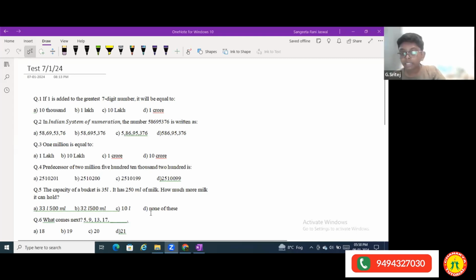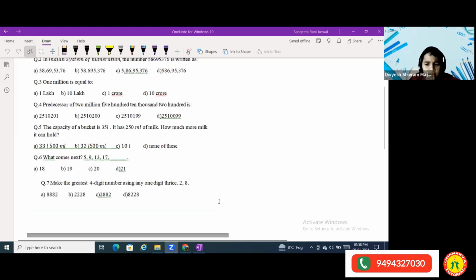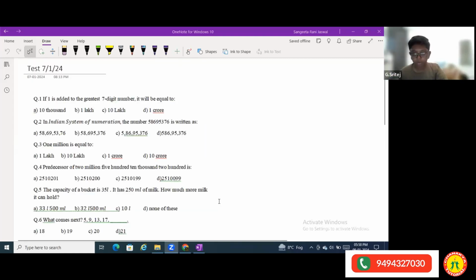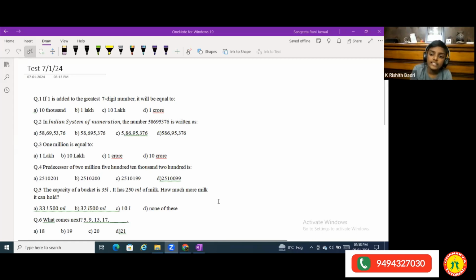Ma'am, we picked none of these, but it's showing option B is correct. That's why we got 35 out of 40. We were supposed to get 40 out of 40. Actually, the answer is correct, but I think there is some error in the option. When I checked my answer sheet, it showed that 0% of the class wrote this correctly.